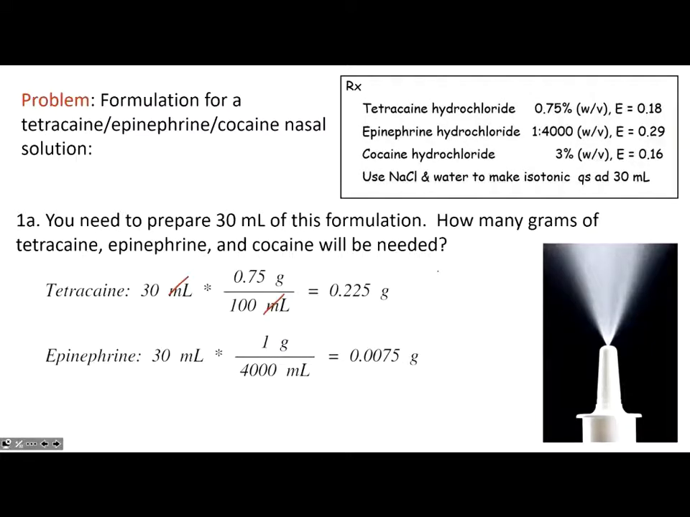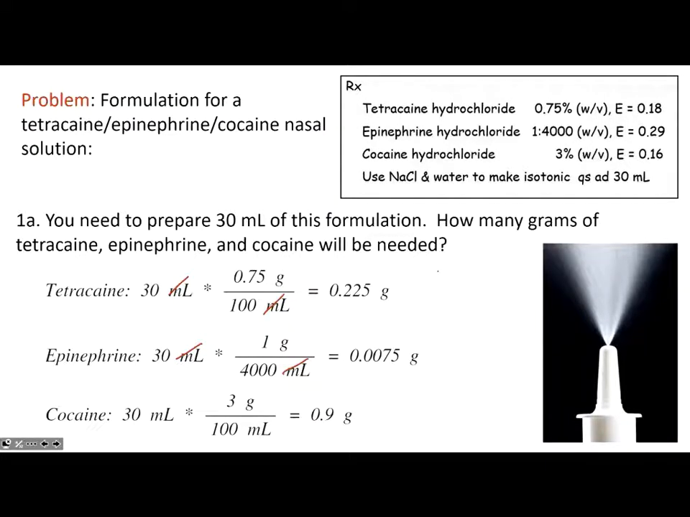Ratio strength, essentially, in this case, a weight per volume, is just going to be in grams per milliliter. So 1 to 4,000 means 1 gram per every 4,000 milliliters. So you just set it up that way. Again, you multiply by your volume, so milliliters cancel, and you would get grams, in this case, still, of your epinephrine.